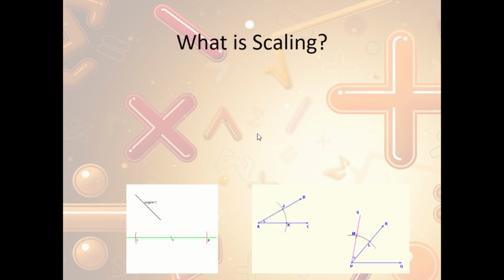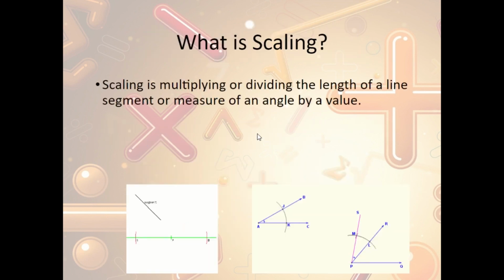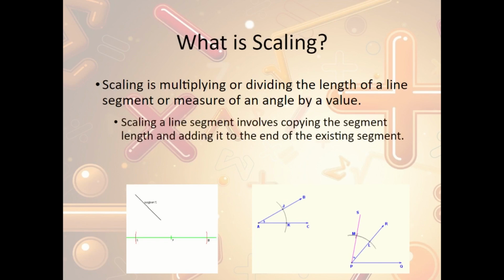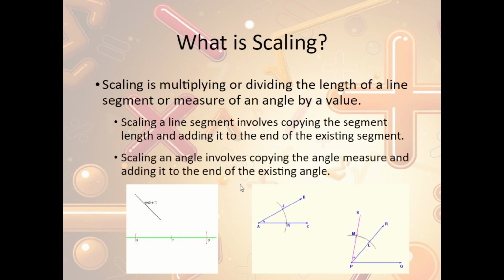Now, what is scaling? Scaling is multiplying or dividing the length of a line segment or measure of an angle by some value. So, for instance, we can scale a line segment by copying the segment length and adding it to the end of the existing segment. Scaling an angle involves copying the angle measure and adding it to the end of the existing angle. So here's an example. We have a segment here. It goes from here to here. If we were to copy that afterwards, just extend it on and copy the same distance, now we've doubled it. If we did it again, we could triple it, and so on.